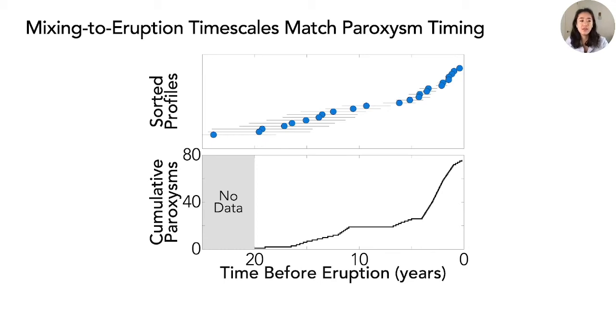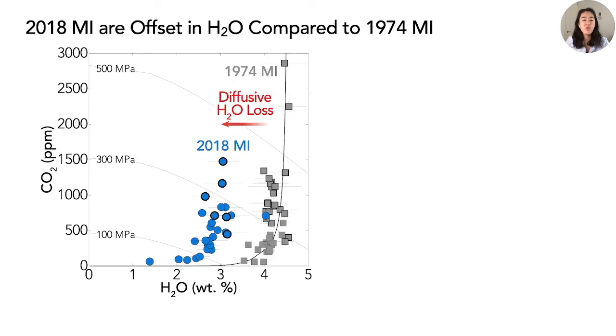gradients. These diffusion timescales begin to reveal what happens in the decades to days and weeks before eruption, but we still need to work through how we can understand explosivity at Fuego. We begin to answer this question by quantifying volatile budgets.